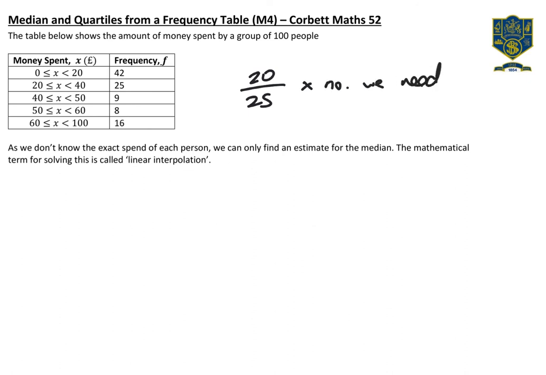And that gives us the fraction of the way through. So what we're really assuming is that the frequency, so the 42 terms, would be evenly divided across the group that's 20 wide. So if we divide the frequency into the width, and then we multiply by the number we need, that will give us how far into a group we need to go. And then we add that to the lower bound to get the specific value, or the estimated value.